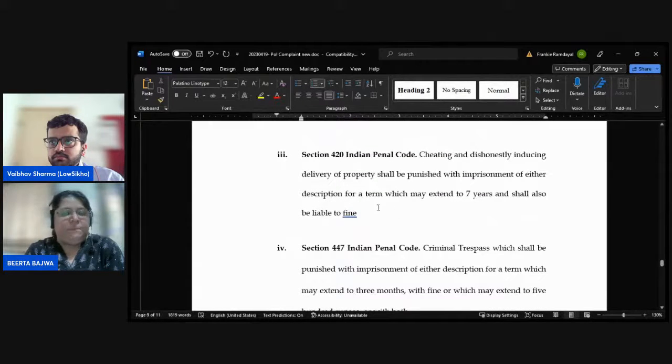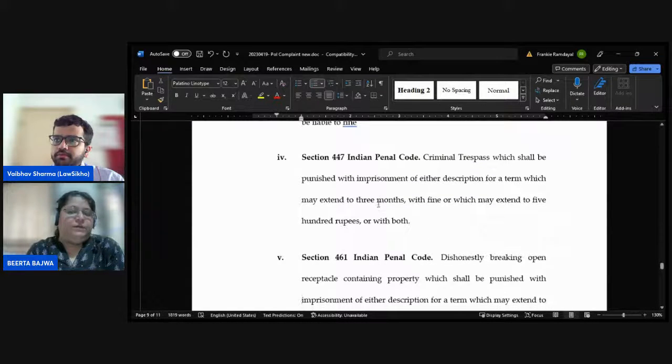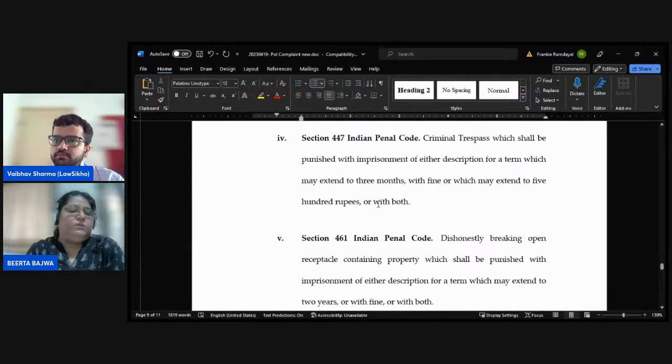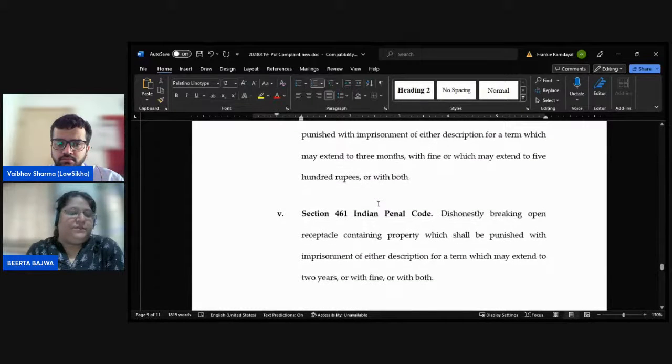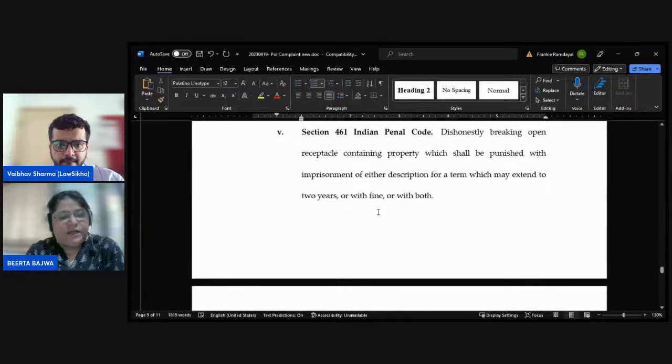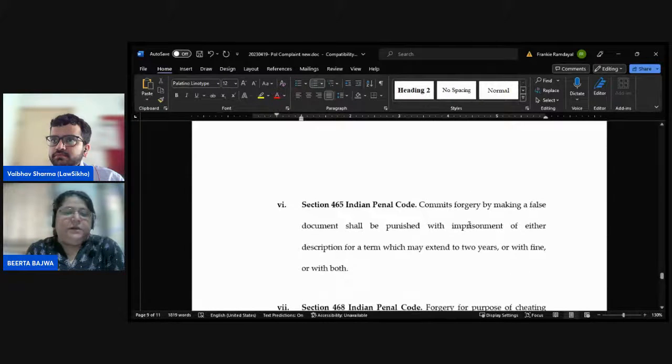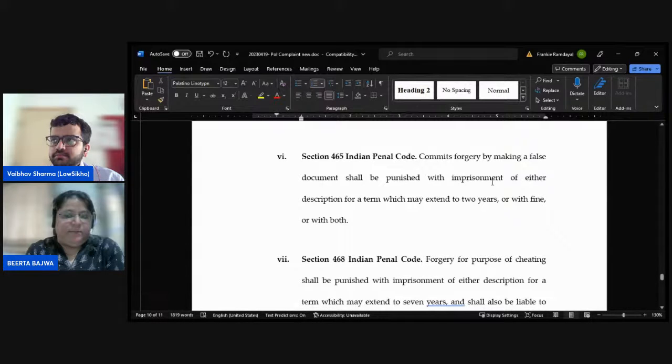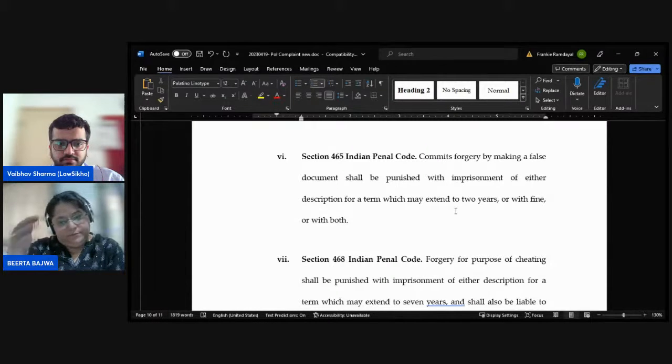420, cheating, when you're saying that there has been cheating conducted. So how the cheating was done and what the punishment is. 447, when you're saying criminal trespass, how it is criminal trespass and what the punishment is. 461, dishonestly breaking open a receptacle containing property. So for all those sections which I have mentioned above, I have given a brief description. And at the end, when I'm alleging forgery, I have even written the relevant sections of forgery that are also alleged.